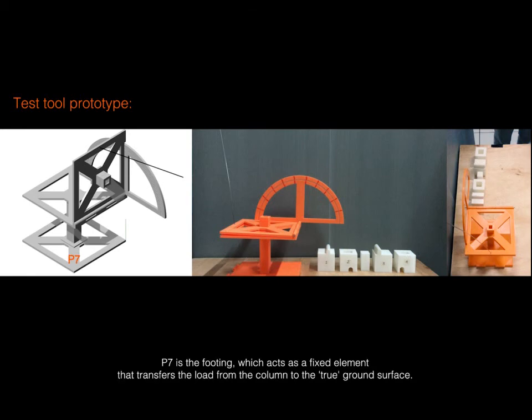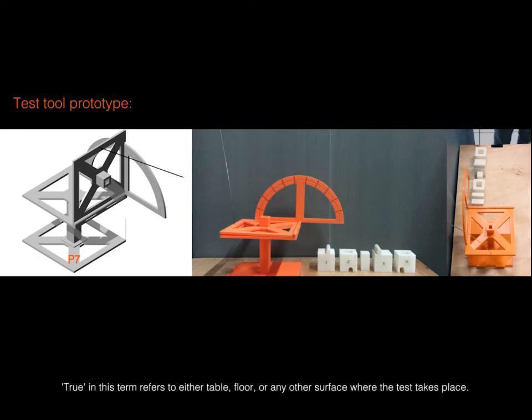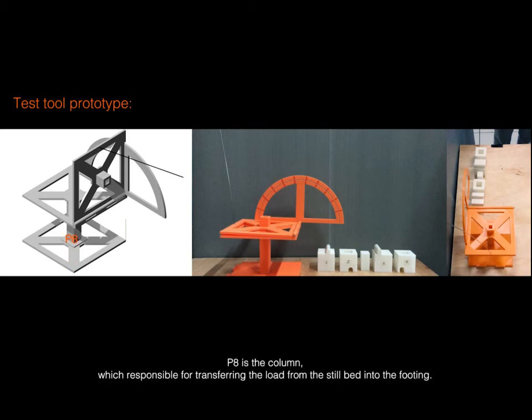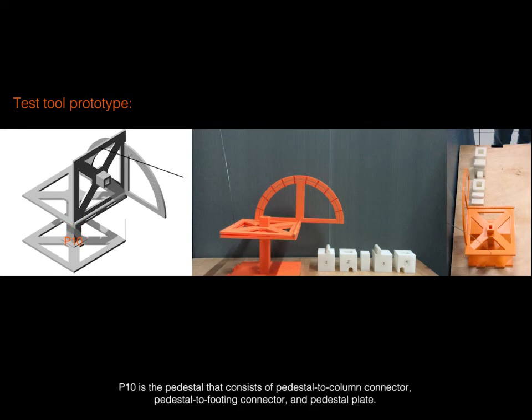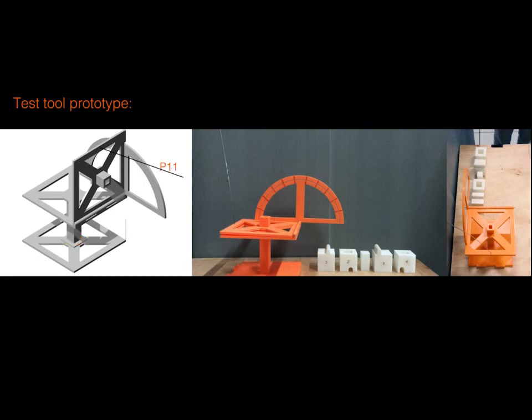P7. P7 is the footing, which acts as a fixed element that transfers the load from the column to the true ground surface. True in this term refers to either table, floor, or any other surface where the test takes place. P8. P8 is the column, which is responsible for transferring the load from the still bed into the footing. P9. P9 is the column to still bed connector which connects the column to the still bed. P10. P10 is the pedestal that consists of pedestal to column connector, pedestal to footing connector, and pedestal plate. Finally, this metal rod here acts as the lever arm.